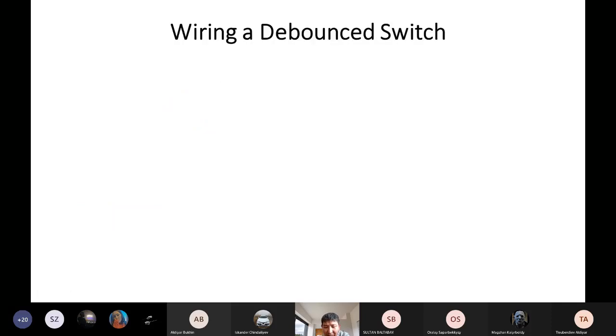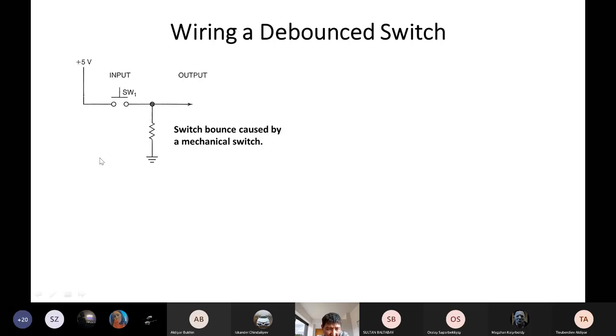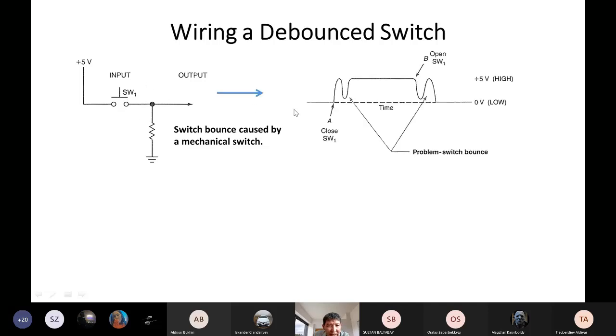Okay, next let's talk about the bouncing of a switch. Before, I already said that with this simple switch we can create a digital signal, but it has a problem. The problem is the bouncing.